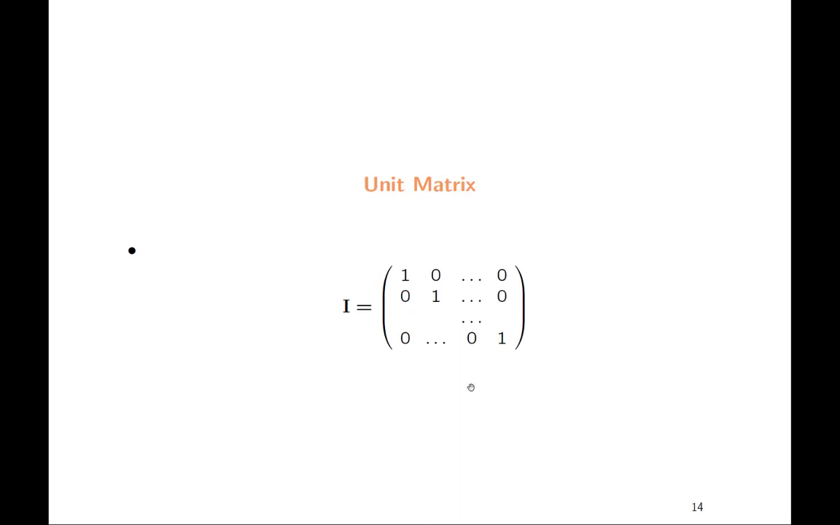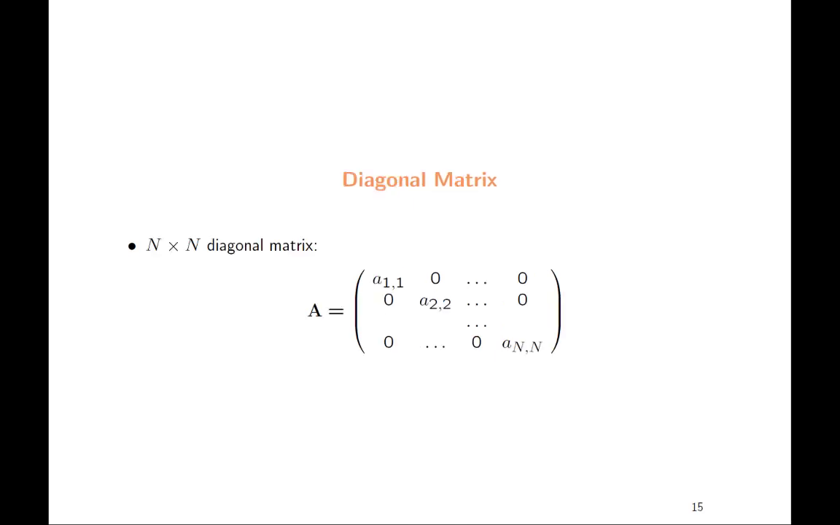The unit matrix, often denoted by I, is a special matrix. It's a square matrix: the number of rows is the number of columns, and the diagonal has ones, and every other entry is zero. If you multiply any matrix with the identity matrix, you get the matrix back. There's also a diagonal matrix, where you have non-zero elements only on the diagonal. The unit matrix, of course, is a special case.